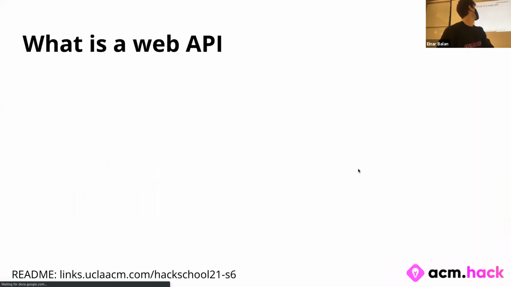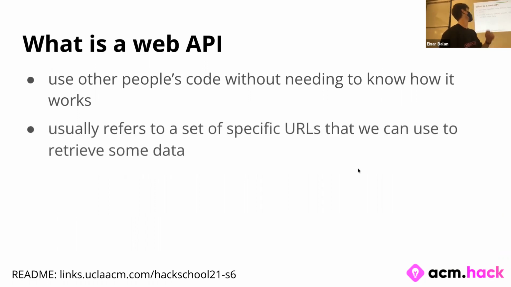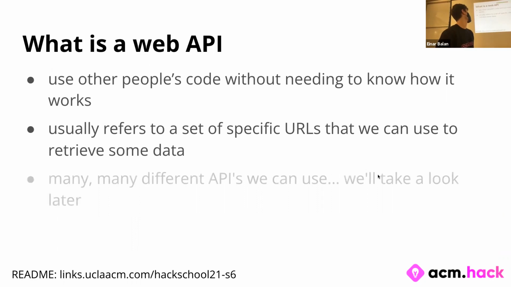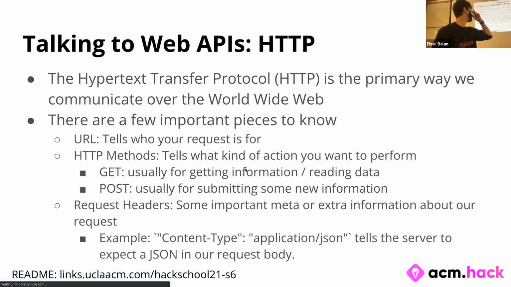Okay, that's great. But what is a web API? Along those same lines, it's just a way to interact with someone's code without having to know how it works. Usually the way we access a web API is we use a URL, and we access that through a network request. By the way, there are a lot of web APIs out there, and we'll take a look at some of them later. But for now, let's talk about web APIs a little bit more.